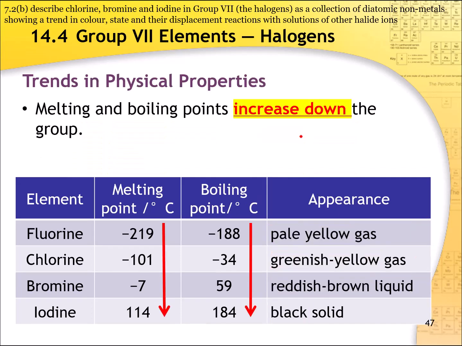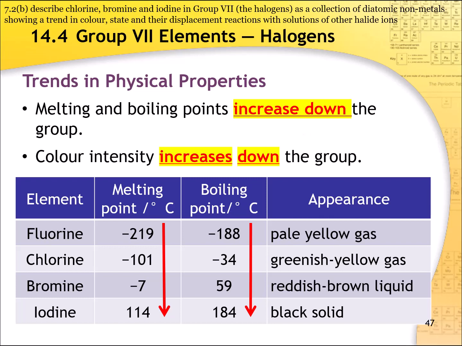Now, going down the group, the melting and boiling points increase down the group. Okay, increases down the group. We see from negative to positive. So it increases down the group. And the color intensity, that means how dark the color is, also increases down the group. So I can say the color becomes darker as you go down the group.